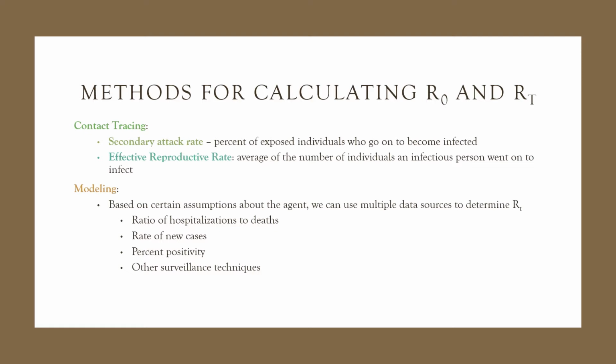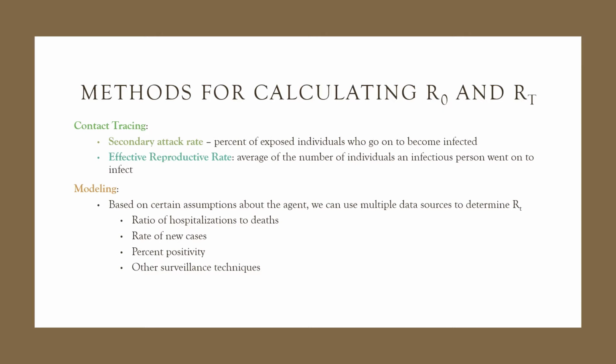The effective reproductive rate is the average of the number of individuals an infectious person went on to infect. And so you can calculate this by taking all of the cases that you've identified and find out how many of those contacts that they've reported go on to become infected, and then taking the average of those numbers.